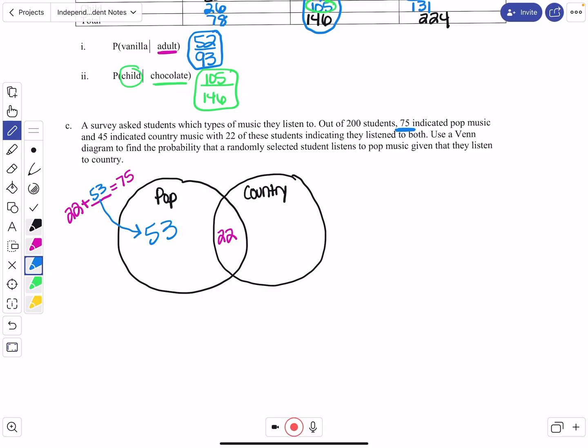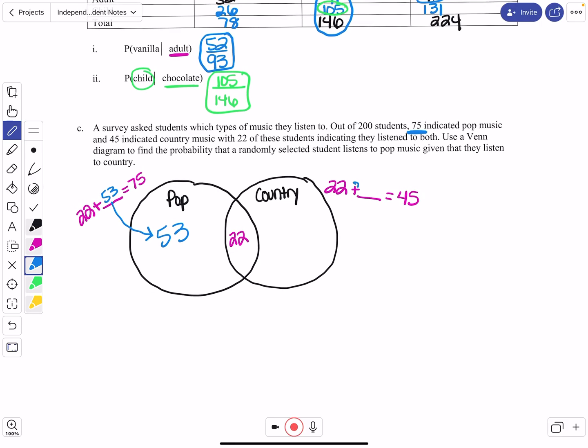We do the same thing to figure out for country, okay? Because you got to consider the overlap. So we're going to do the same setup for country to kind of figure that out. So we know that 22 for the overlap plus something equals the 45. Okay, so what plus 22 equals 45? Well, that's 23. So that means 23 goes in here.